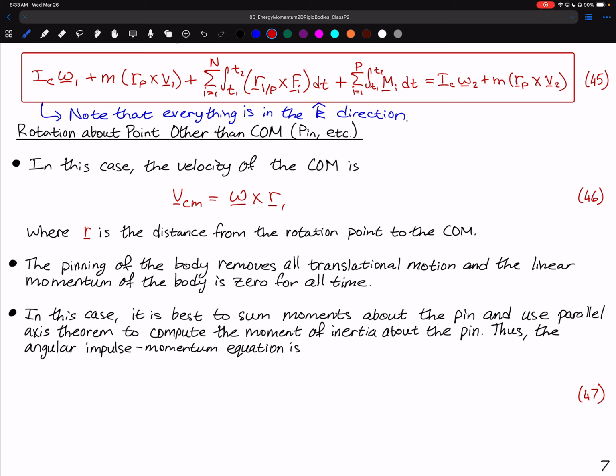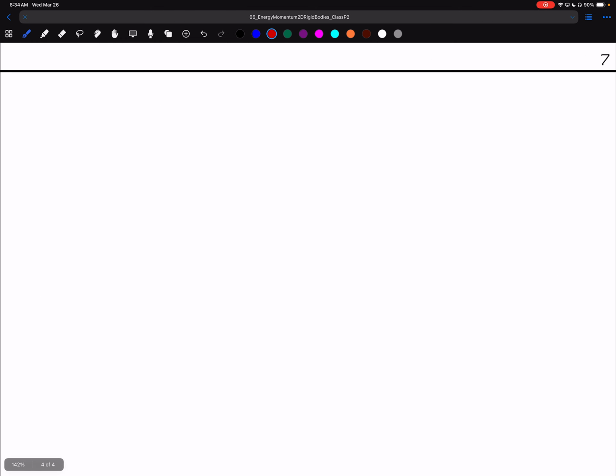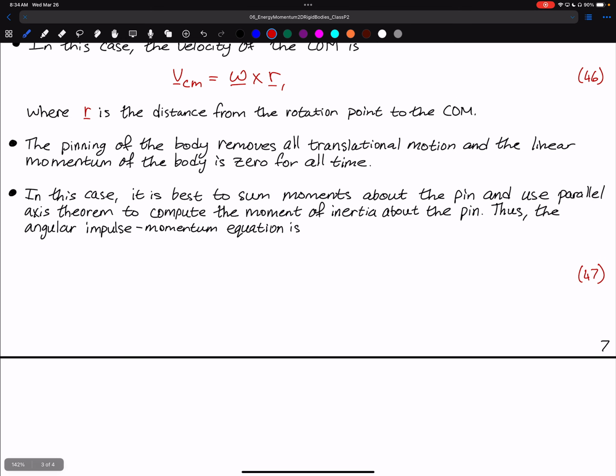And so in this case, it is best to sum moments about the pin and then use the parallel axis theorem directly in the moment of inertia in order to compute the moment of inertia about the pin. And then we end up modifying impulse momentum in order to account for that. Let me add a page here. Let me make a modification up here. We're going to say that R is equal to some distance r in the hat r direction. If we're rotating about a particular point, you're going to want to use polar coordinates. That is ideal in this case.